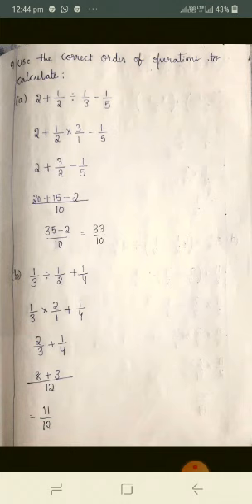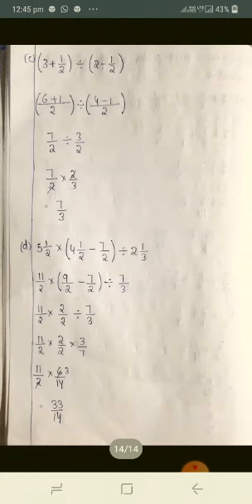Next another one, 1 by 3 divided by 1 by 2 plus 1 by 4. First you have to simplify the division also. 1 by 3, divide will become multiply with the reciprocal of 1 by 2, that is 2 by 1, plus 1 by 4. 2 by 3 plus 1 by 4. Take LCM 12, then 8 plus 3 will come. Add the 2, 11 by 12 is the answer.